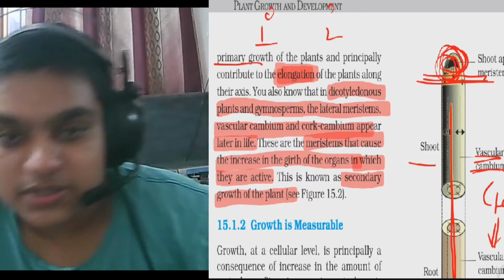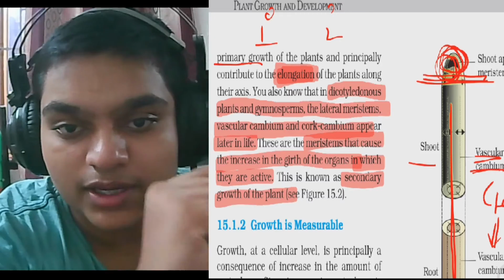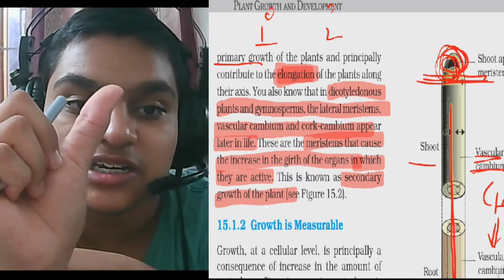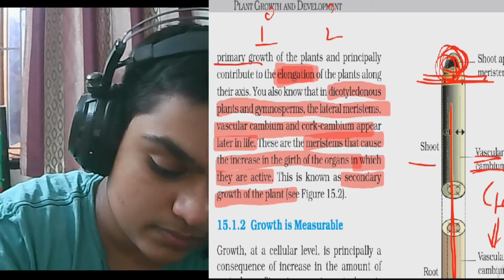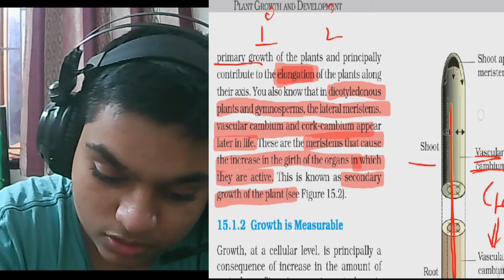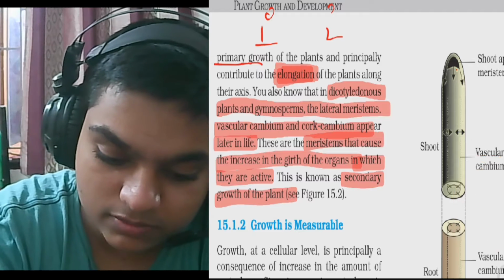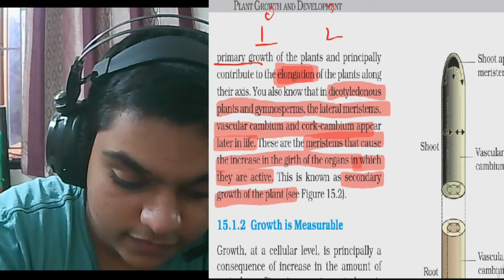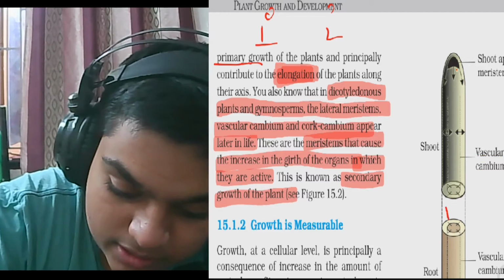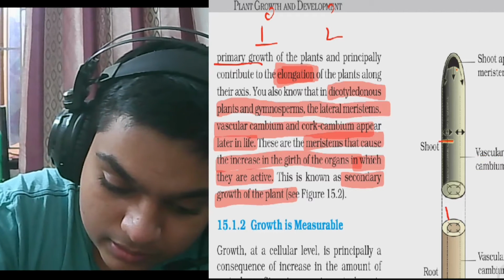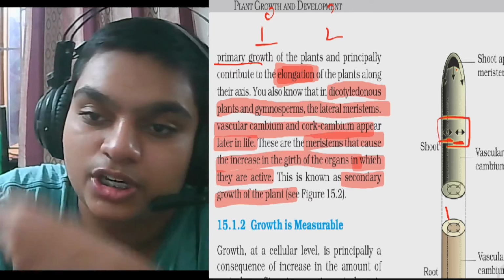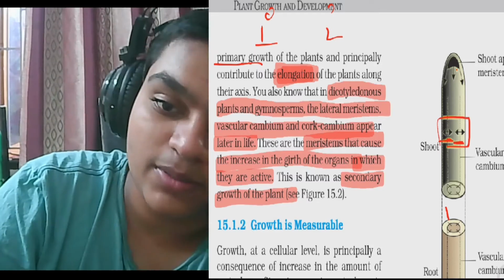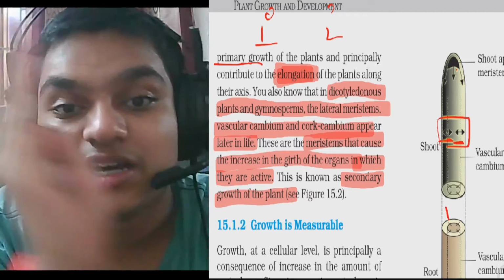Now what happens is that the cork cambium and vascular cambium increase the girth of the plant. If this is the plant, let's remove all this rubbish which I have drawn. If this is a plant, they increase the plant like this. See, they increase the plant like this. This is how our vascular cambium and cork cambium increase the girth.